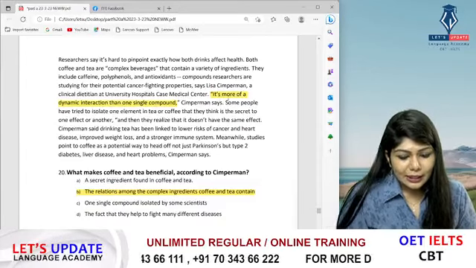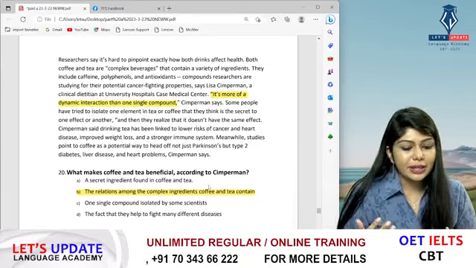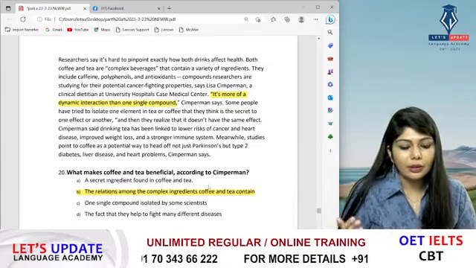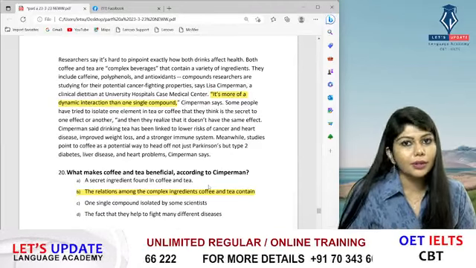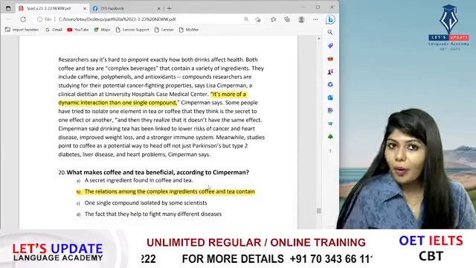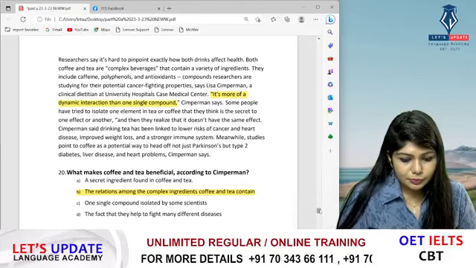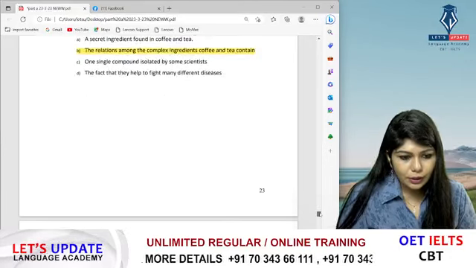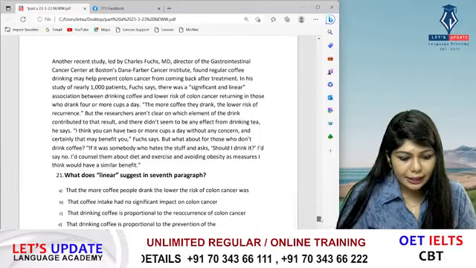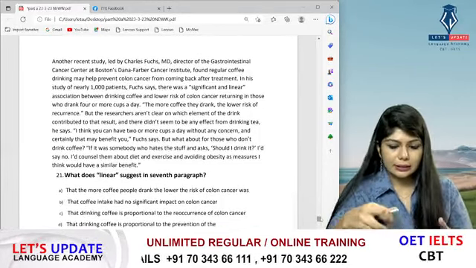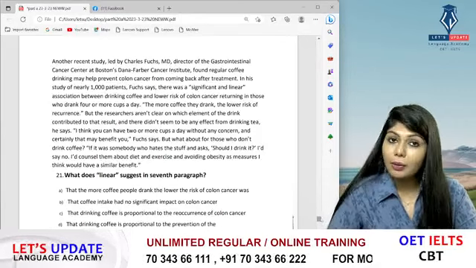And that is what makes it beneficial. The dynamic interaction or the relationship between all the different ingredients contained in either coffee or tea, not just one single compound. So I hope that is clear to you. So moving on to the next paragraph and question. I'll give you a minute to read this and come up with your choice of answer.